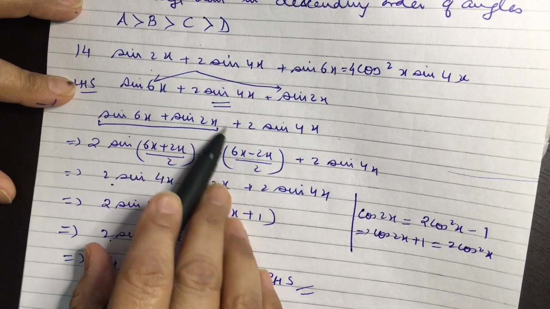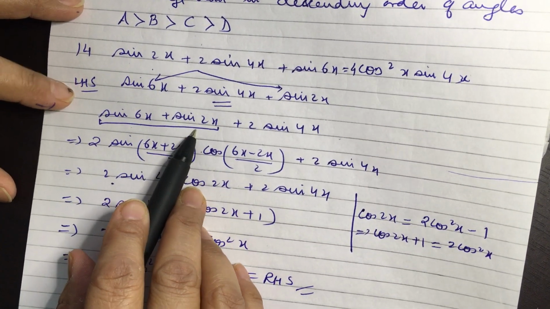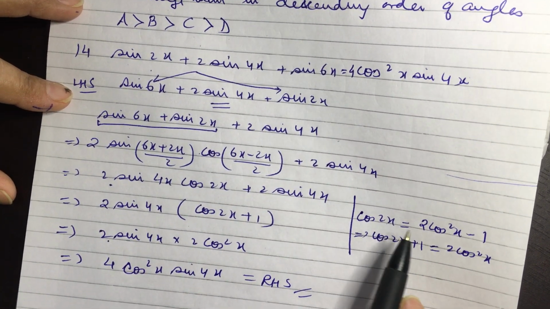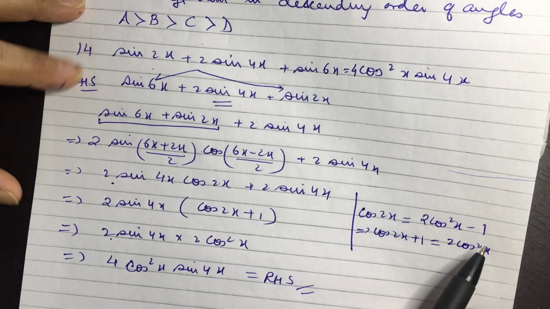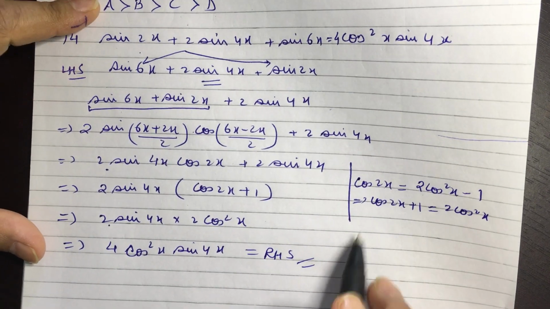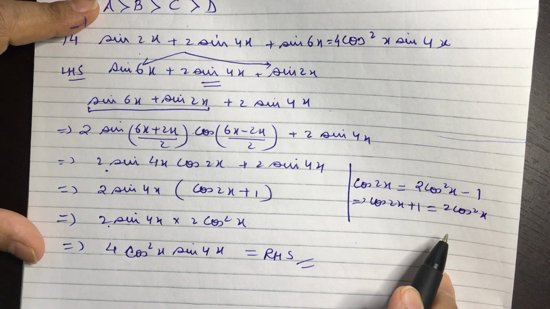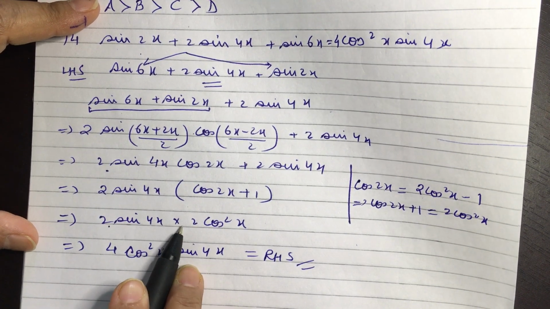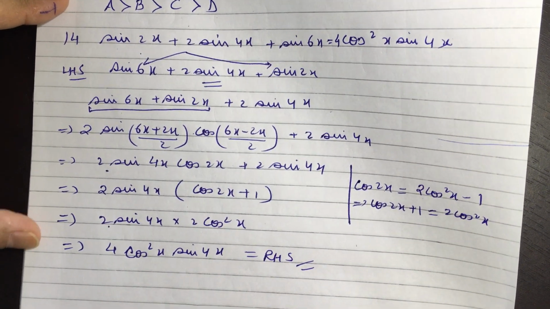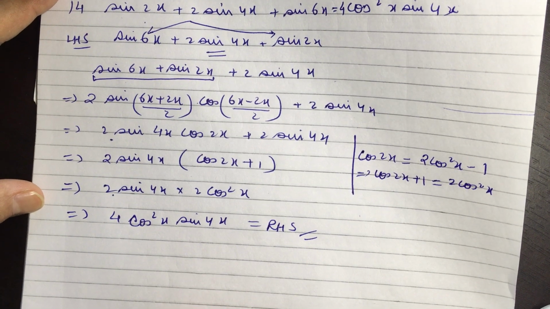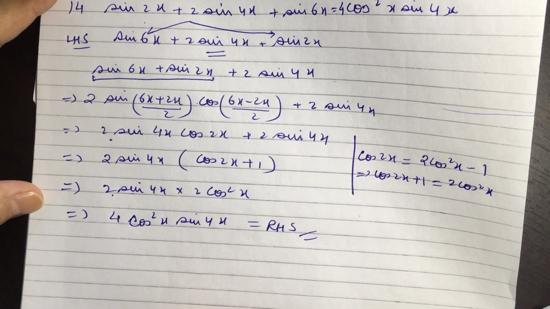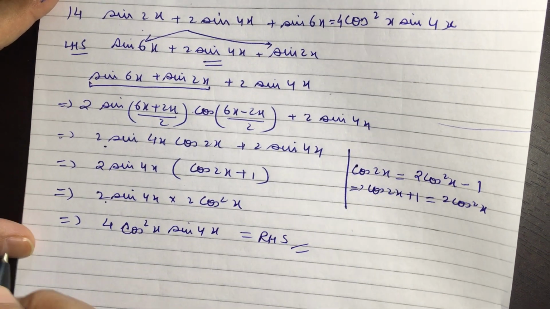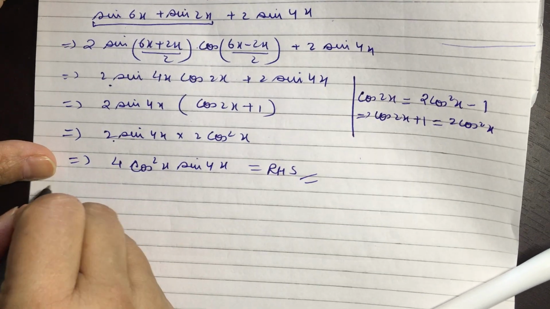Then apply the identity for the sum of two sine functions, then we take common, and at this stage cos 2x we know is equal to 2 cos squared x minus 1, and so cos 2x plus 1 will be equal to 2 cos squared x. So this gives us 2 sine 4x into 2 cos squared x, which is the result. With this you can try out all the questions till question number 21. I'll just quickly take up question number 21.